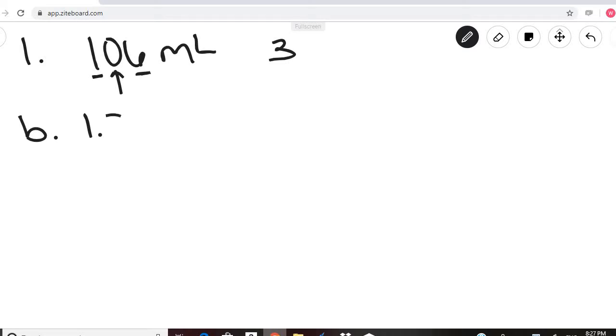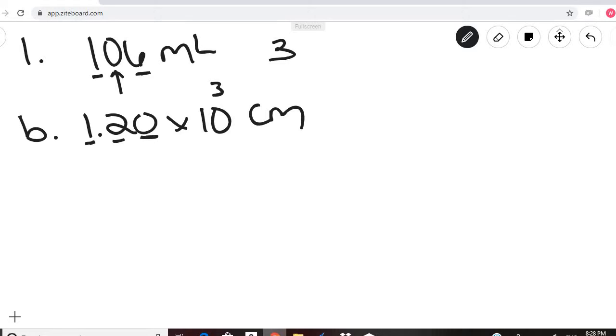B, 1.20 times 10 cubed centimeters. So the non-zeros are significant, and this is significant because it's to the right of the decimal place and at the end of the number. So that also would be 3 significant figures.